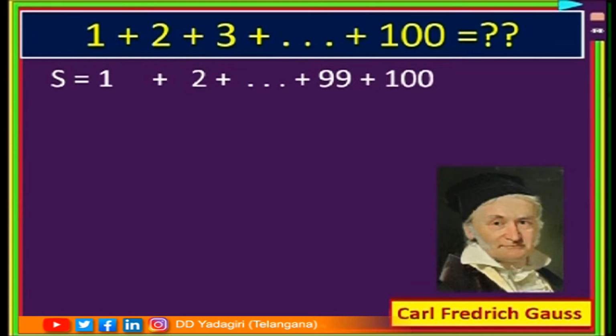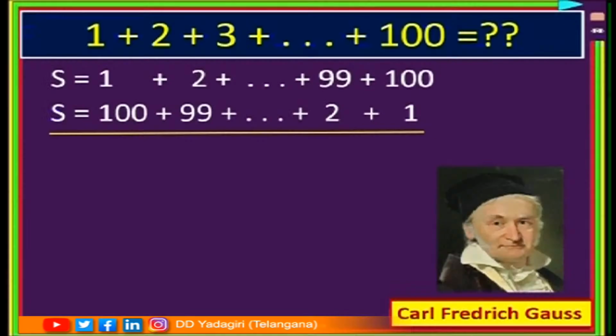So what he did? He has taken s is equal to 1 plus 2 plus so on 99 plus 100. He assumed the sum is equal to s. After that he wrote the same sequence in reverse order. So that is s is equal to 1 plus 2 plus so on 99 plus 100. He wrote in reverse order, that is 100 plus 99 plus so on 2 plus 1. Okay. After that he added those two sequences.